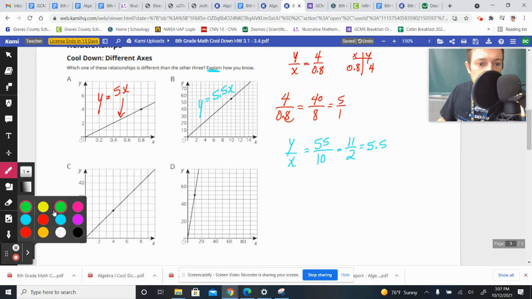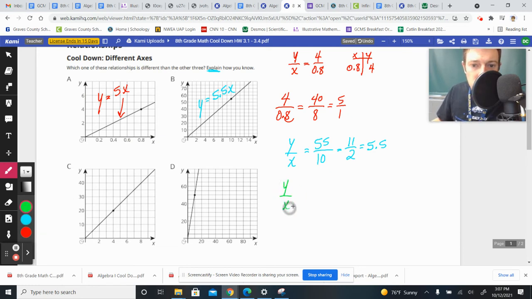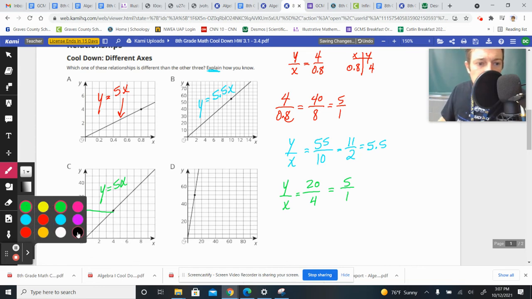Let's do C in green. Okay, so we set up the constant of proportionality and we divide our y term by our x term here. We get our y term of 20 and we get our x term of 4. And that divides out to give me 5 to 1. So that's another y equals 5x. This is looking like B is the one that doesn't belong. Well, let's just double check with D and see if that's what's going to happen.